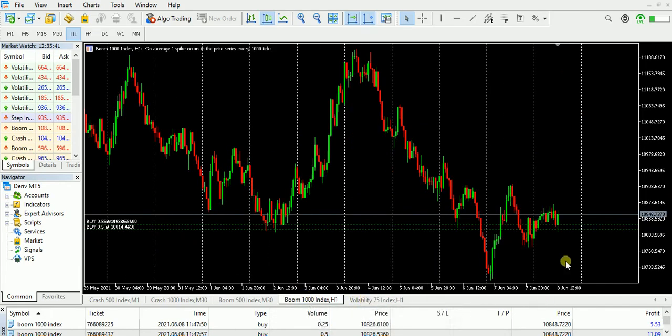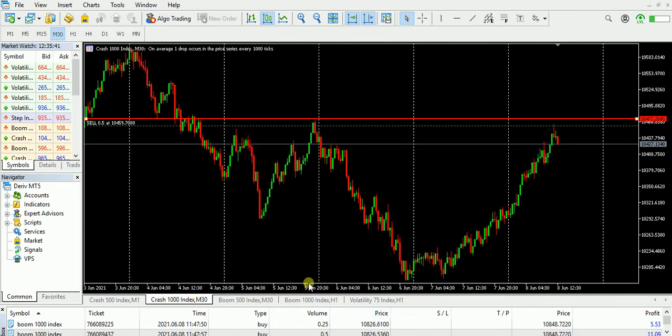I'm currently on this trade because I know definitely it's going to bounce back. I'm still on it. Okay, I have another one too here.